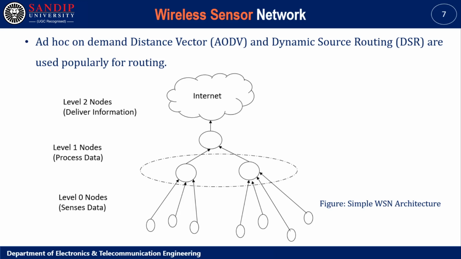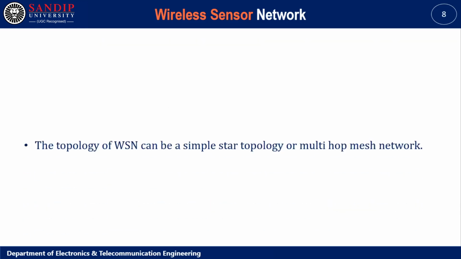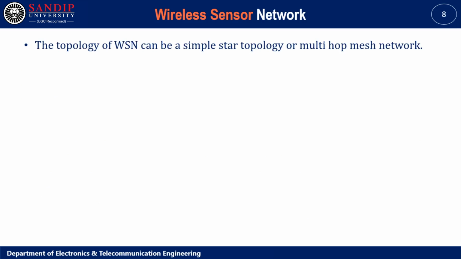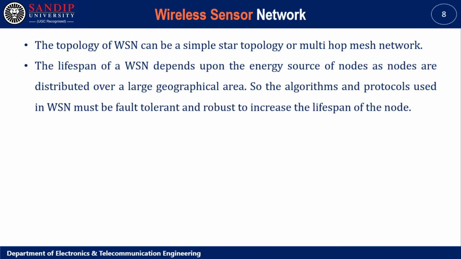Level 0 nodes sense the data, level 1 nodes process the data, and the internet, that is level 2 nodes, delivers the information. The topology of WSN can be a simple star topology or a multiple hop mesh network.